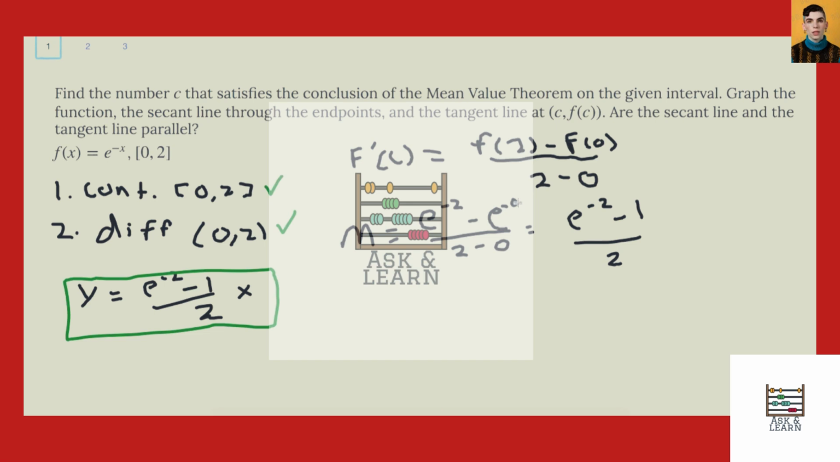So the question of whether the secant line and tangent line are parallel? Yes, they are. And we know that because we can simply look at the slope.